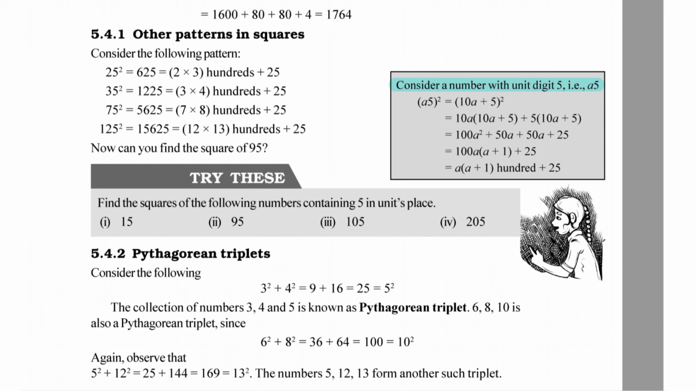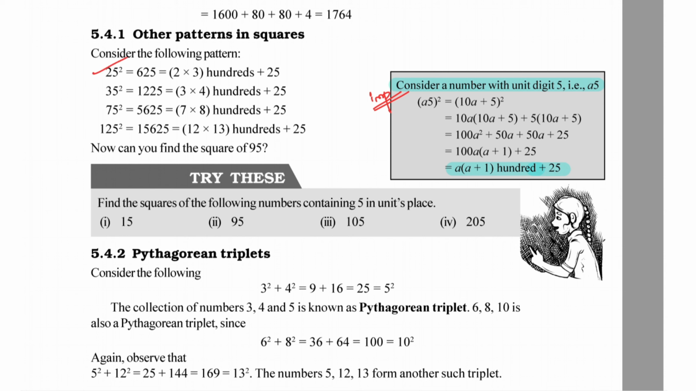Now, how to find its square is that you will consider the given number A and its product with A plus 1, in hundreds, and you will add 25 to that, okay? So you can just make a note of this as important, so that you can find the square of a number ending with the digit 5 very easily, okay?